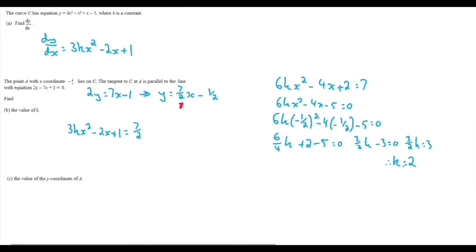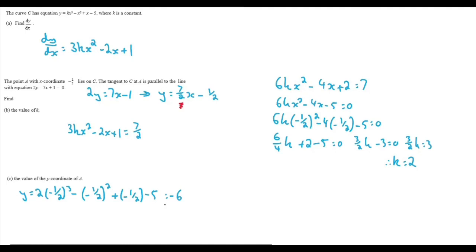Now that we know that k is 2, we can finally move on to this last bit here, where we'll work out the y-coordinate of A. Because we're after the y-coordinate, we need to return to the very original equation, because that's what equals y. Now I say we know that k is 2, so y is going to equal 2 lots of, and the x-coordinate is still minus a half, so minus a half cubed minus a half squared plus minus a half minus 5. If you just put that all into your calculator, you end up with a y-coordinate for A of minus 6.